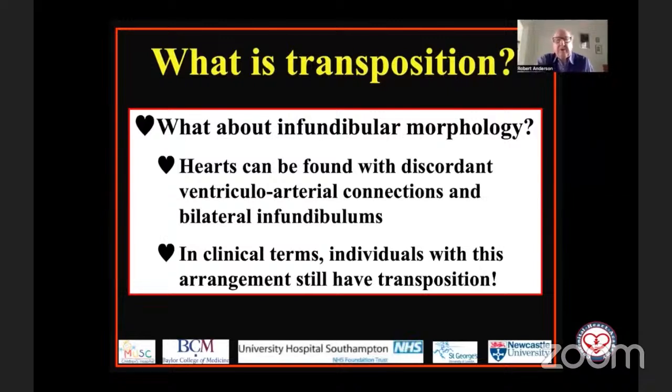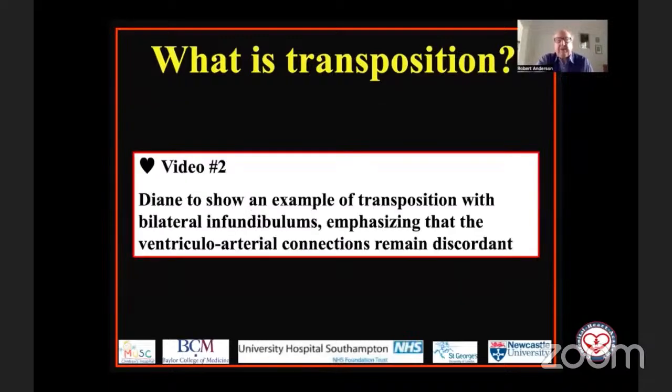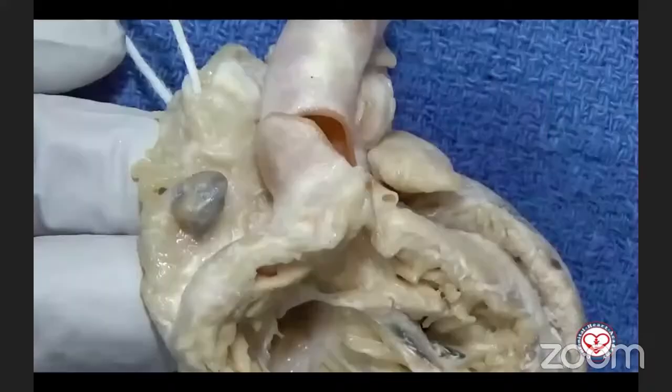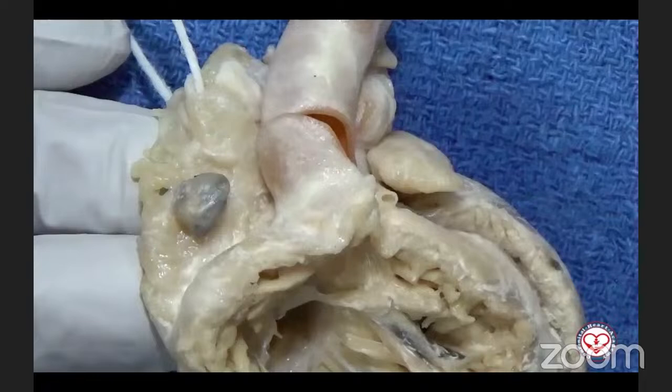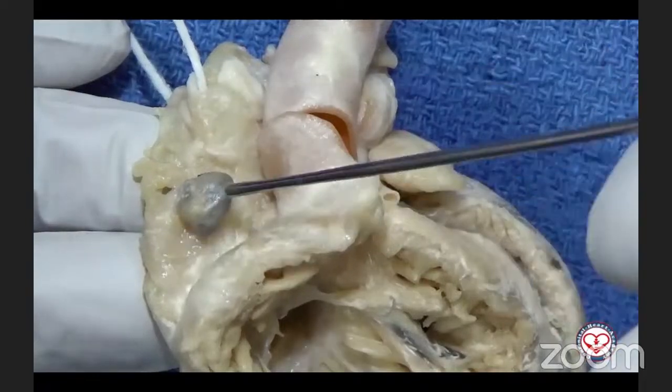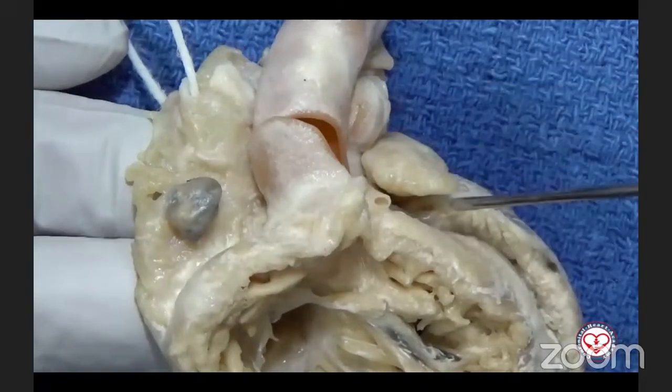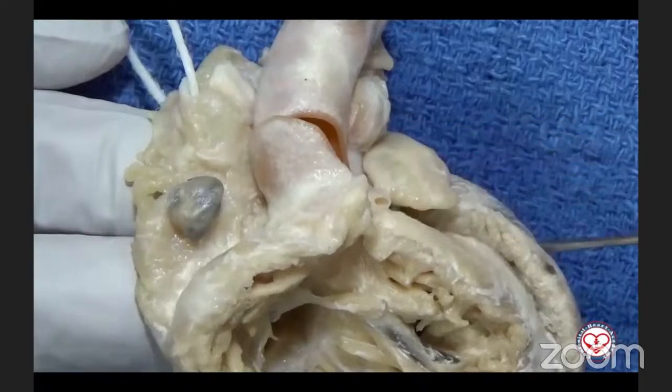So let's look at this again now. Diane now is going to show you another example of a heart in which, despite discordant ventricular-arterial connections, we have that feature that tells us that the arterial trunks are transposed. This specimen with transposition has usual atrial arrangement. There's a morphologically right atrial appendage on the right and a morphologically left atrial appendage on the left.